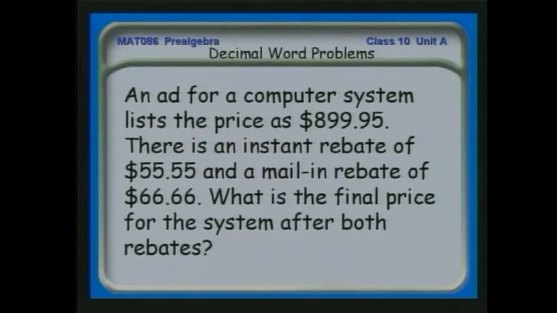In an ad for a computer system, it lists the price as $899.95. There's an instant rebate of $55.55 and a mail-in rebate, you're lucky if you ever see that one, of $66.66. We'd like to know the final price of that system after both of those rebates. We look for the information. The list price is $899.95, and we see there are two rebates. And what we'd like to know is the final price after those rebates.